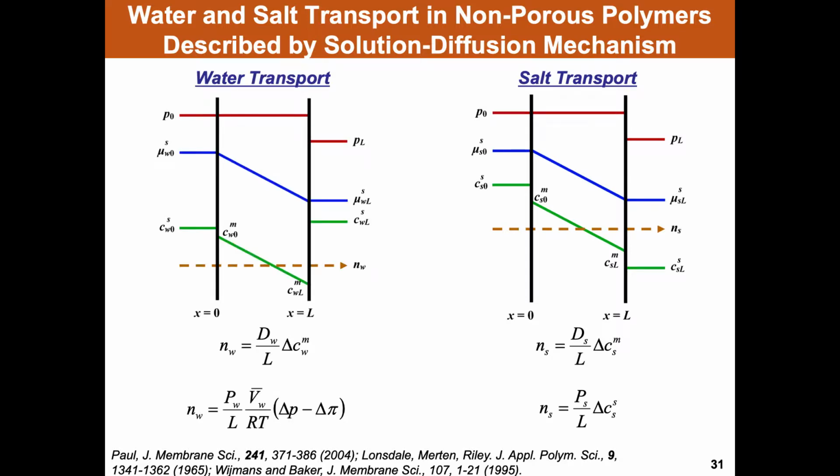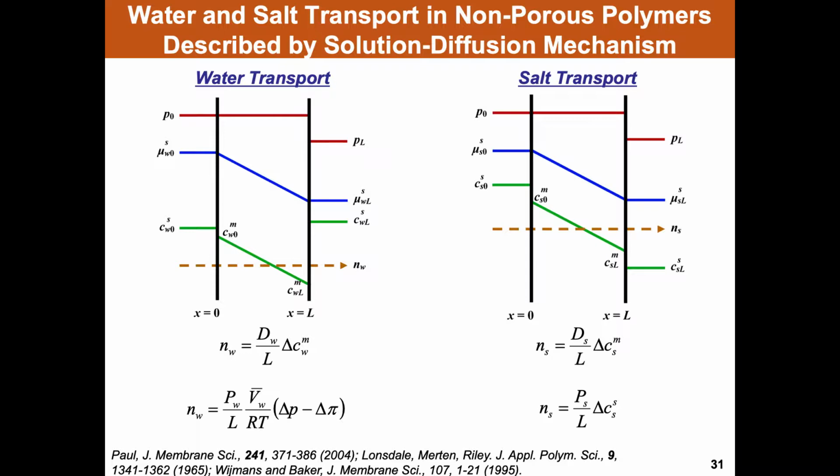To get the water to flow across this membrane, a hydrostatic pressure difference is imposed. And this hydrostatic pressure difference leads to a chemical potential gradient in water that we'll talk about in a moment. And that leads to a concentration gradient in water that then drives water transport by Fickian diffusion.